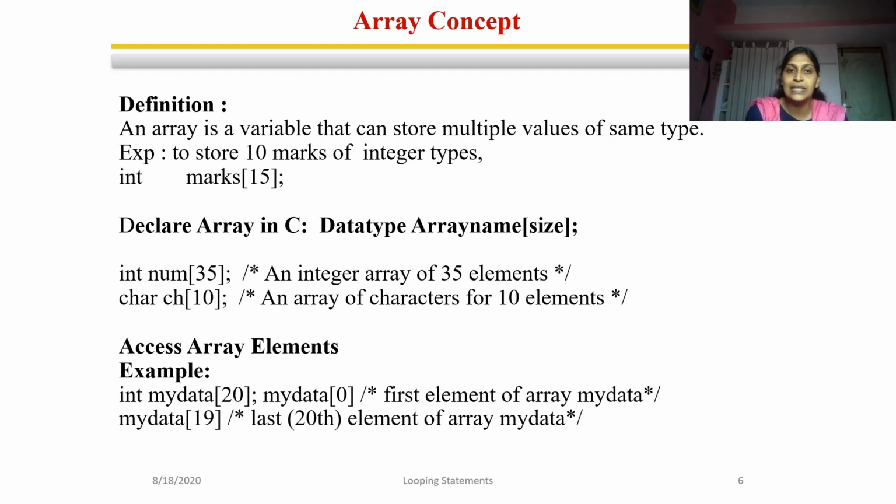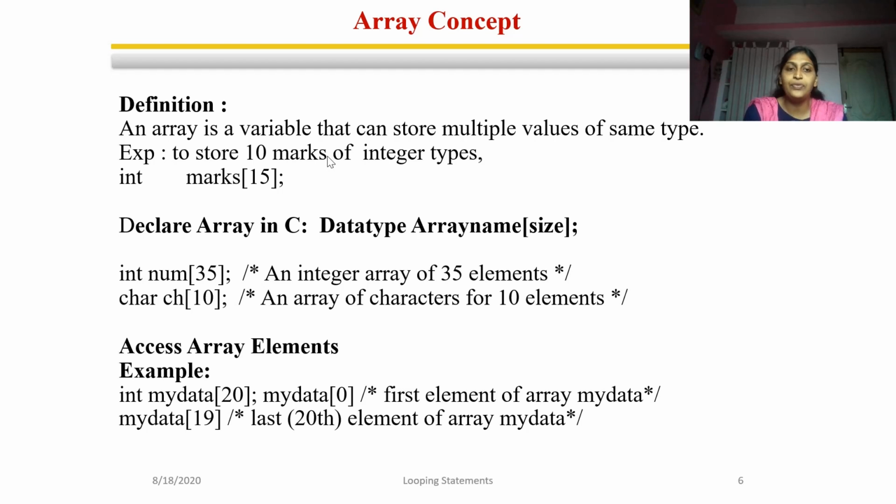Okay, if it is the same kind of data, then it's possible to store the data. So this is the way of declaring it: int number of 35. Another example is, 35 spaces are allotted to store numbers. Then char ch of 10. This is another example.